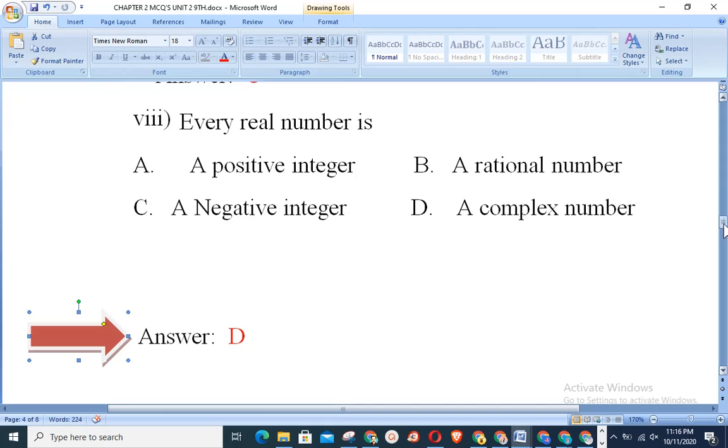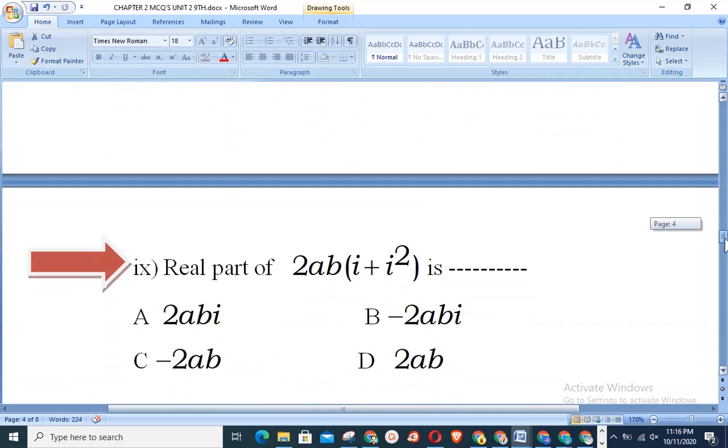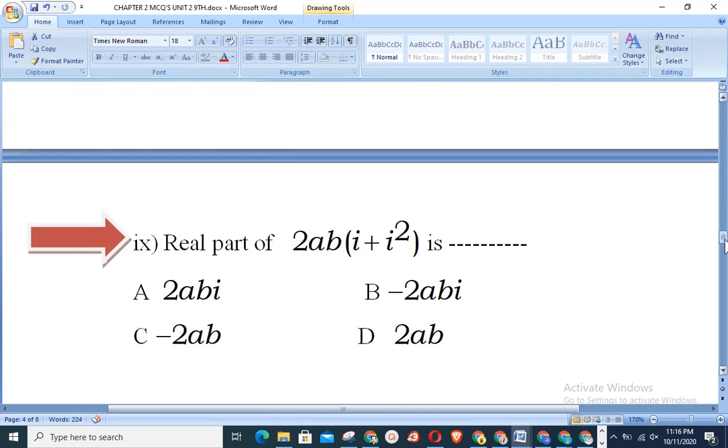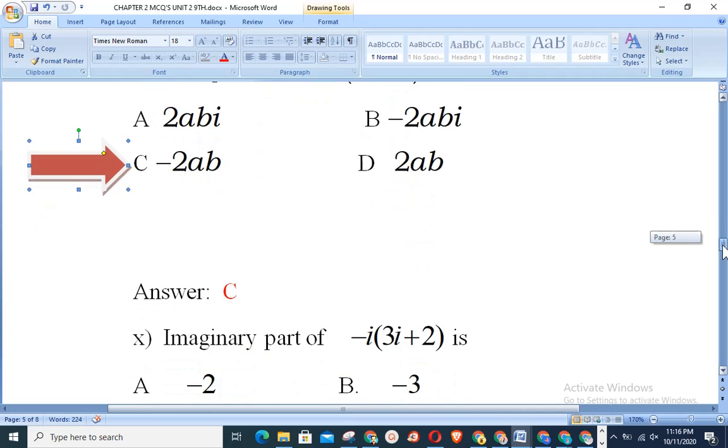Clear? We go towards the next objective, number 9. Real part of 2ab into inside the bracket iota plus iota square. Yes students, real part means it is not containing iota. As you already know, iota square is equal to -1. So here -1 multiplied by 2ab will result in -2ab. That is option C, in this case the correct option.